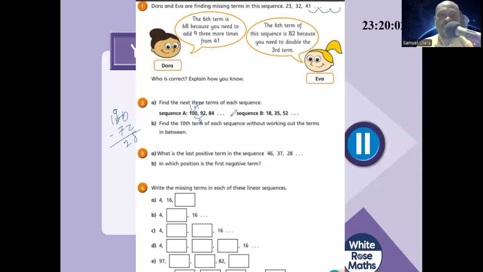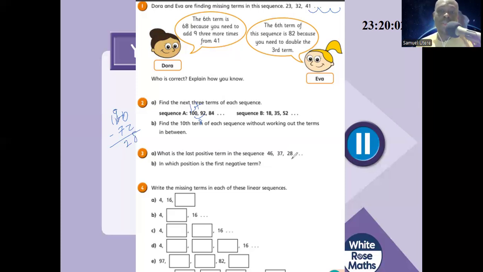So your 10th term should be 28. Okay. Then this one you're told, what is the last positive term in the sequence. You find that by going on to decrease the sequence as it shows until you find the last positive term, and then they're asking you which is the first negative term.